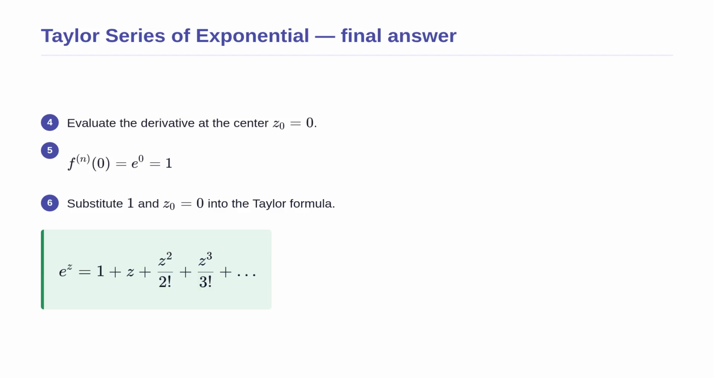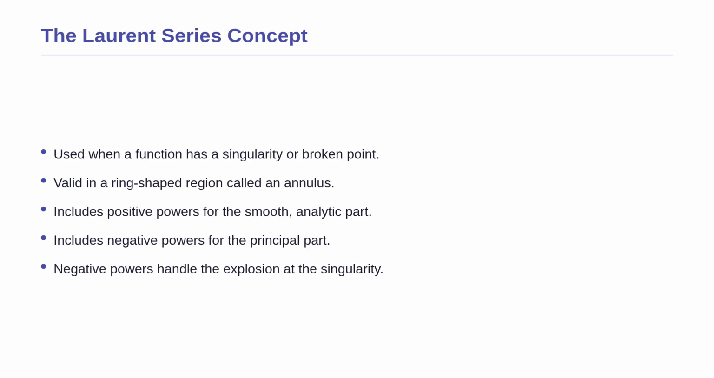This beautiful result means the complex exponential function can be perfectly calculated just by adding up powers of z divided by factorials, valid for any complex number in the entire plane. This brings us to an important question. What happens if our function is not perfectly smooth everywhere?